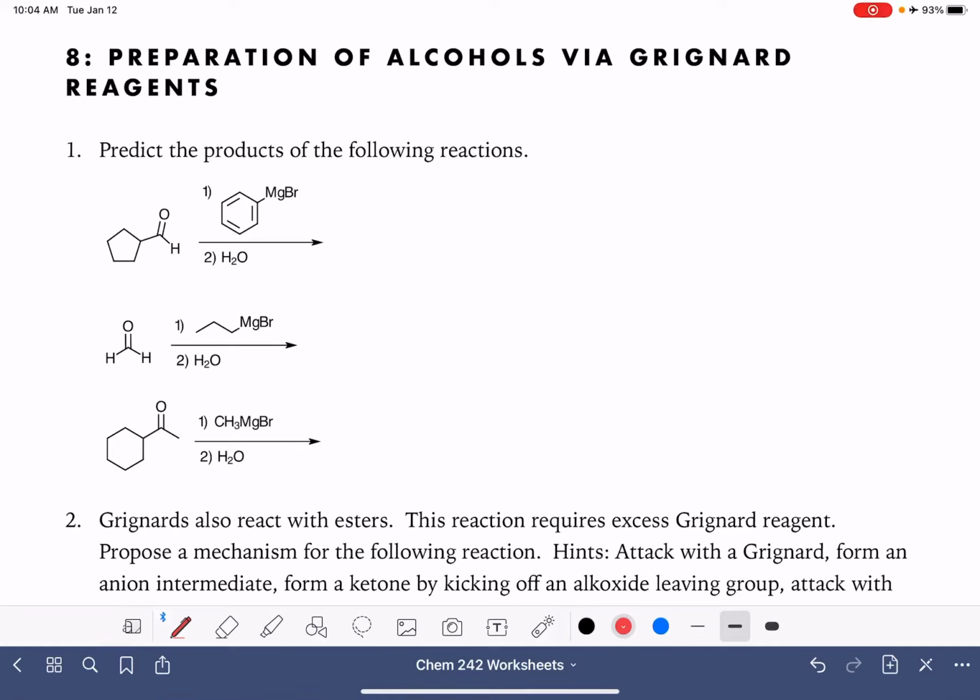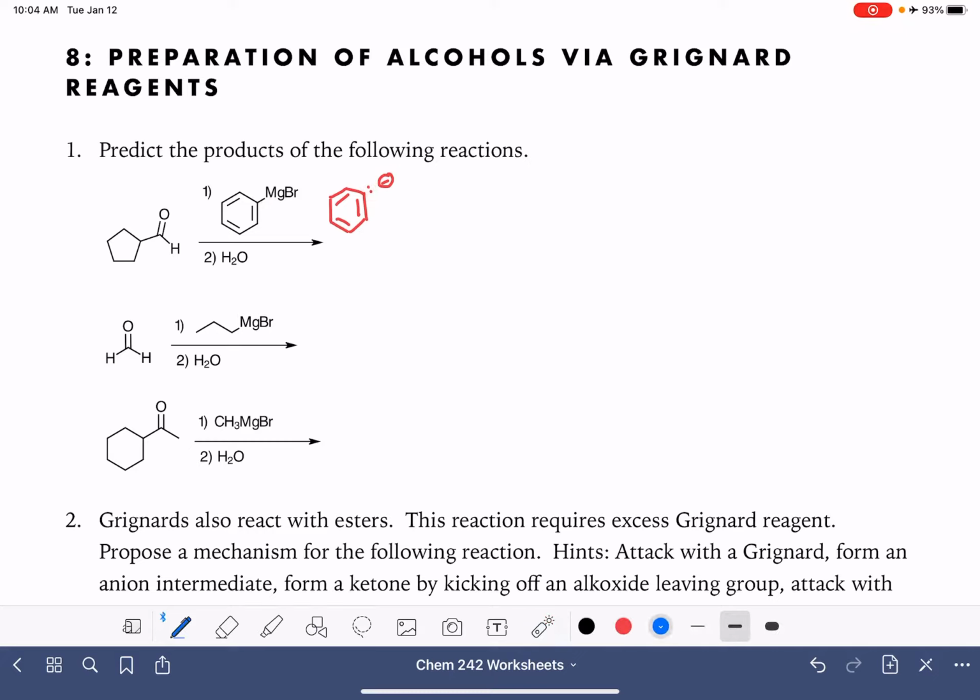Let's look at a few different examples of Grignard reactions. So the first problem that we have here is just some straightforward Grignards reacting with aldehydes or ketones. In this particular reaction, it's useful to think of the Grignard reagent as just a carbon with a negative charge on it. So what I'm going to do is redraw the Grignard reagent, leaving off the MgBr and adding the negative formal charge on the appropriate carbon.